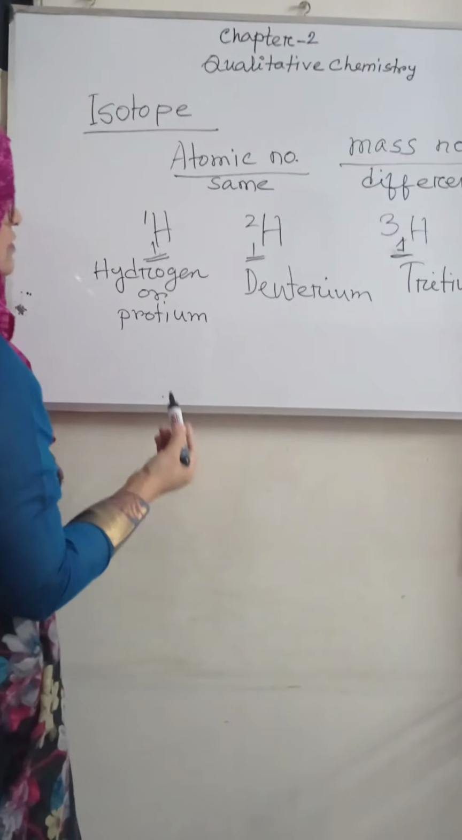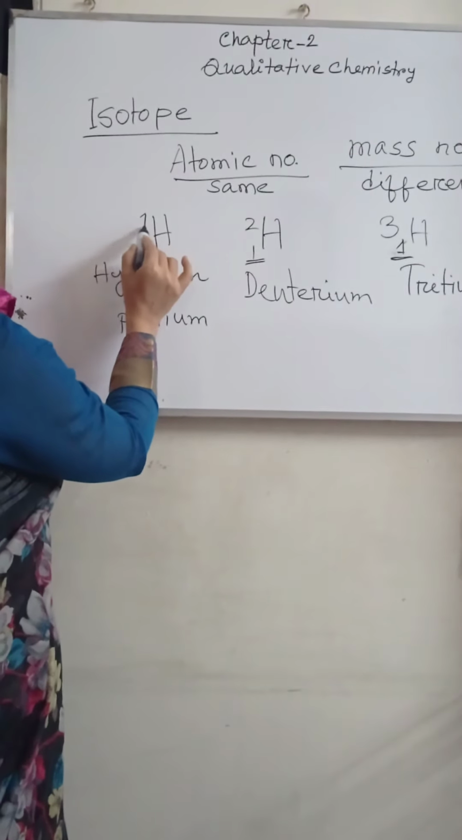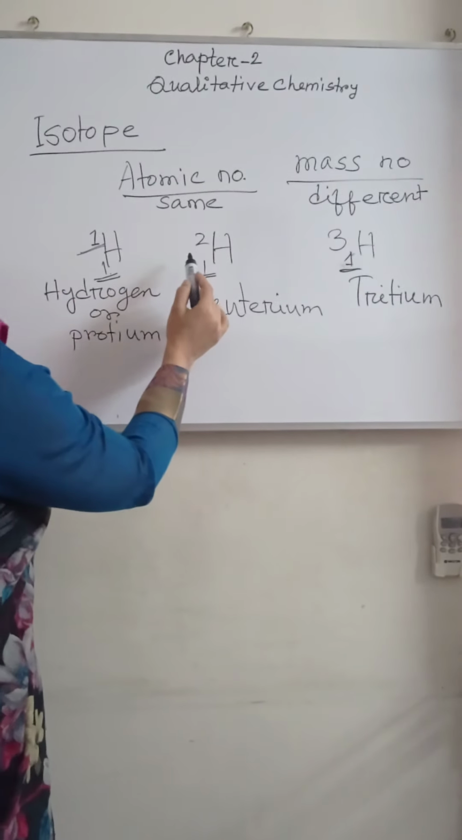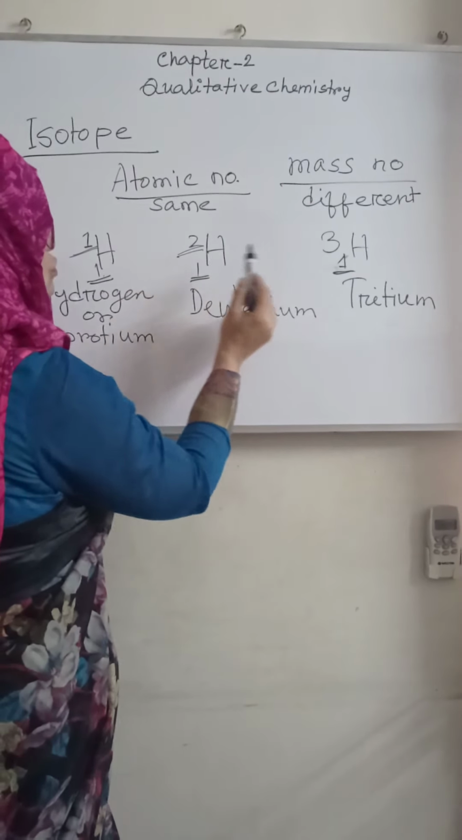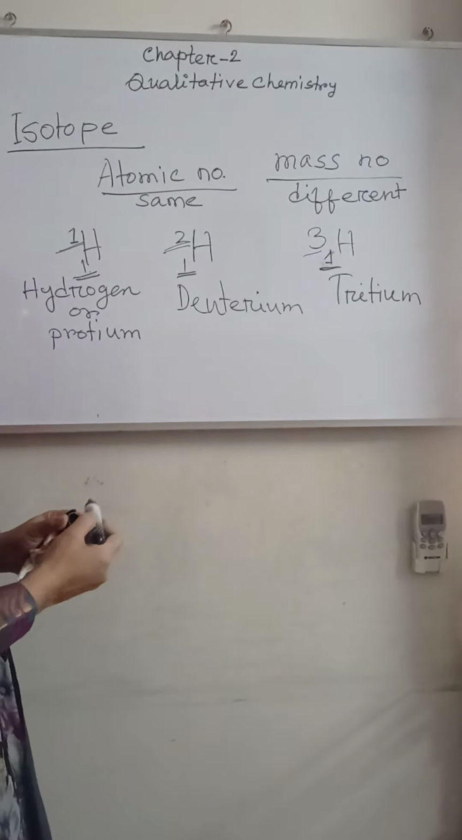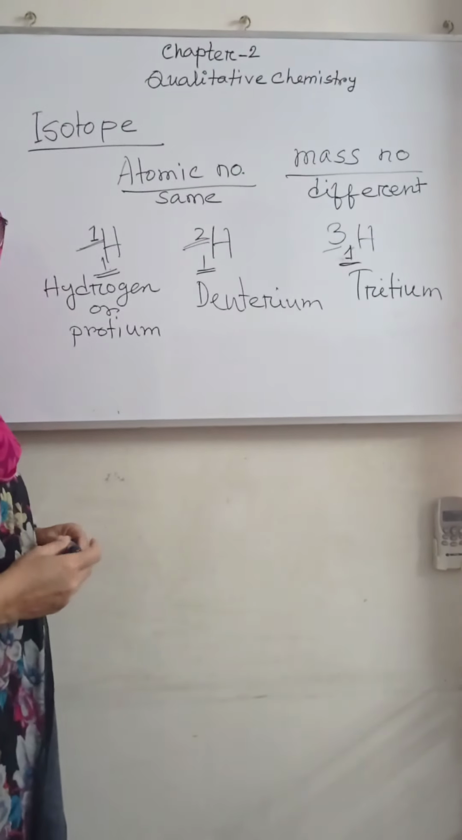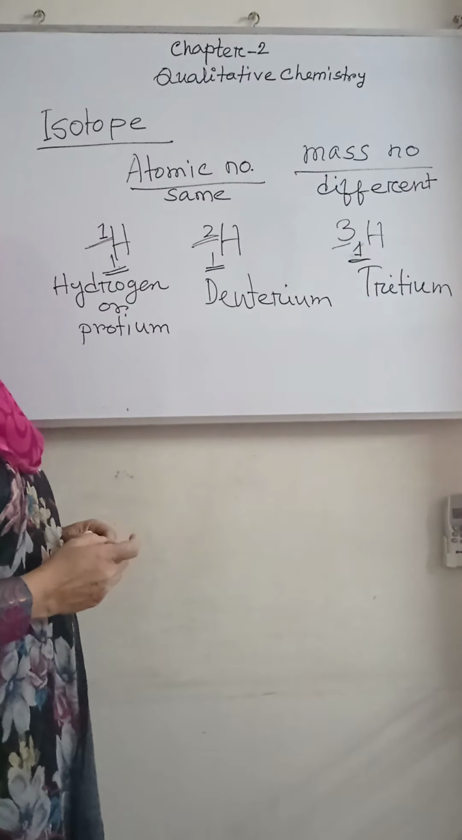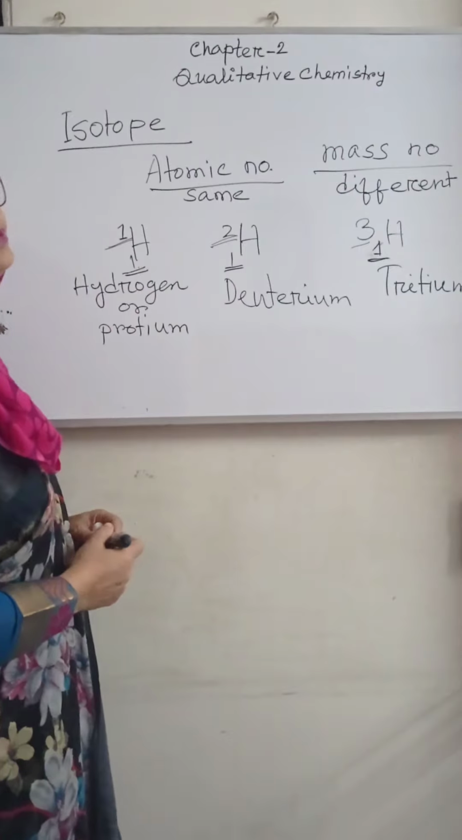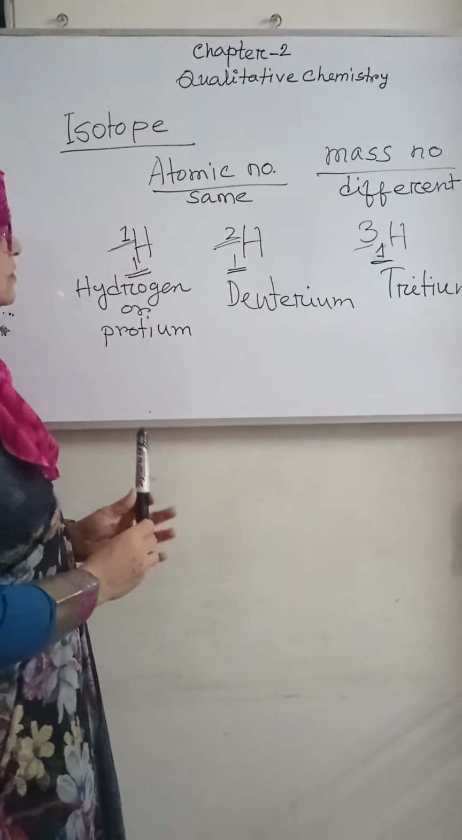So atomic number is the same, but their mass number, look here, the mass number of hydrogen is 1, but the mass number of deuterium is 2 and the mass number of tritium is 3. So their atomic number is equal but mass number different, so they are isotopes of each other.